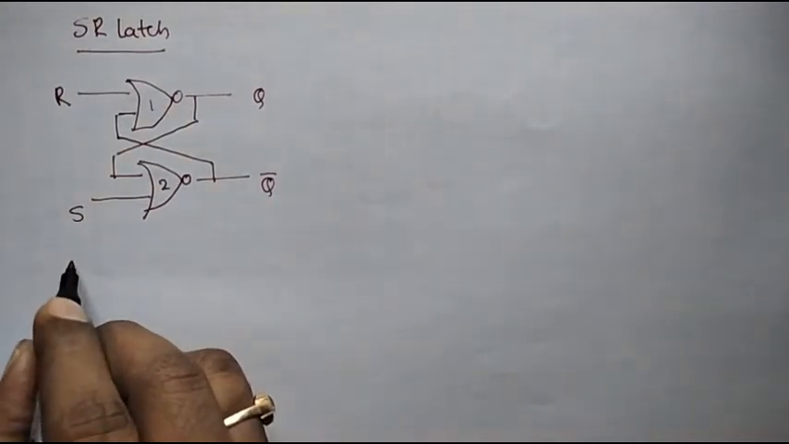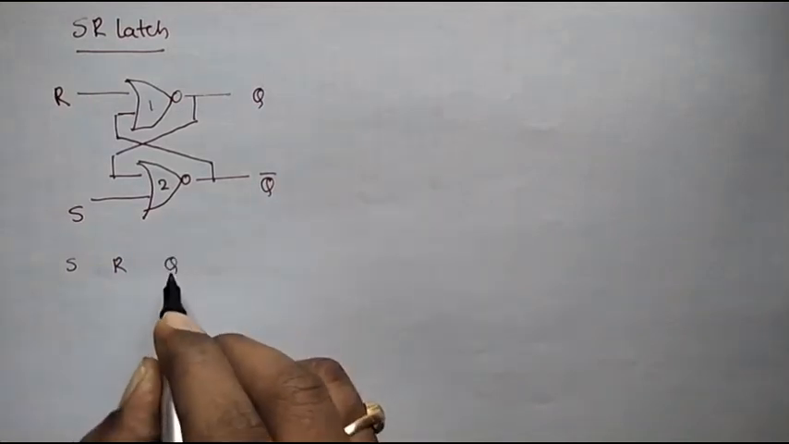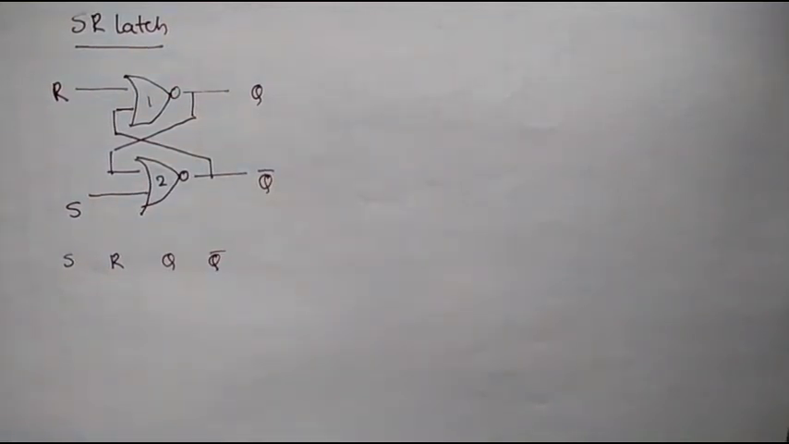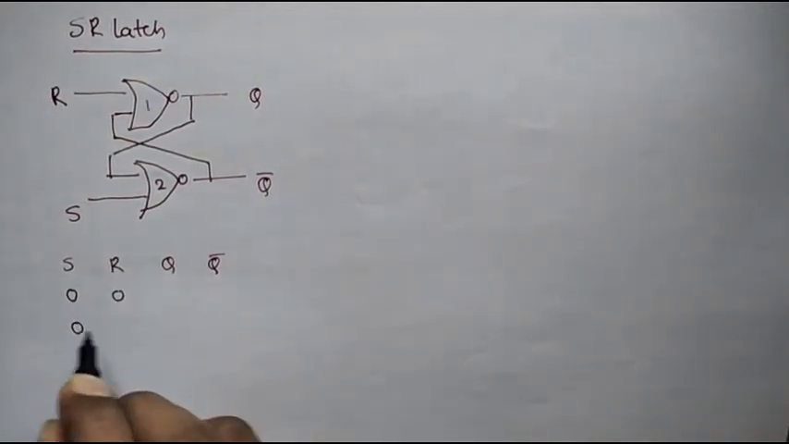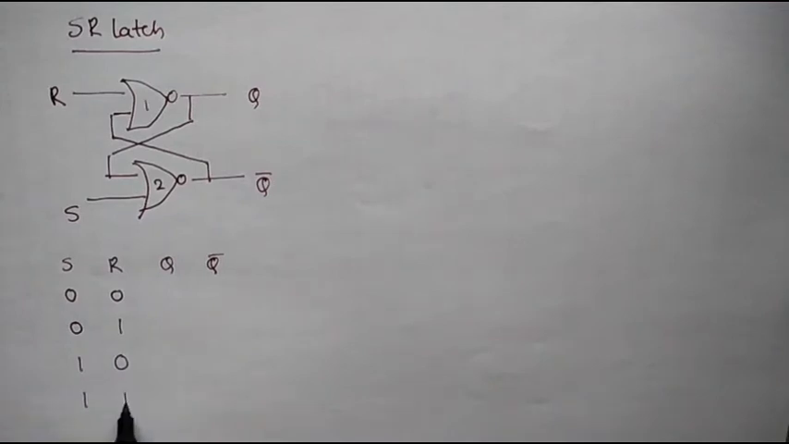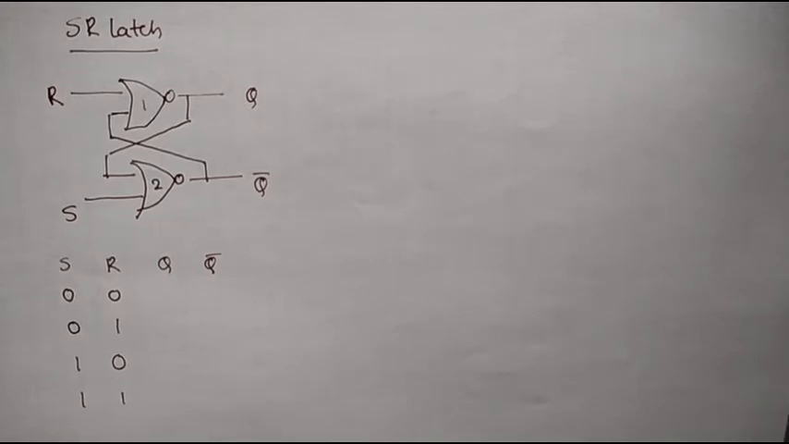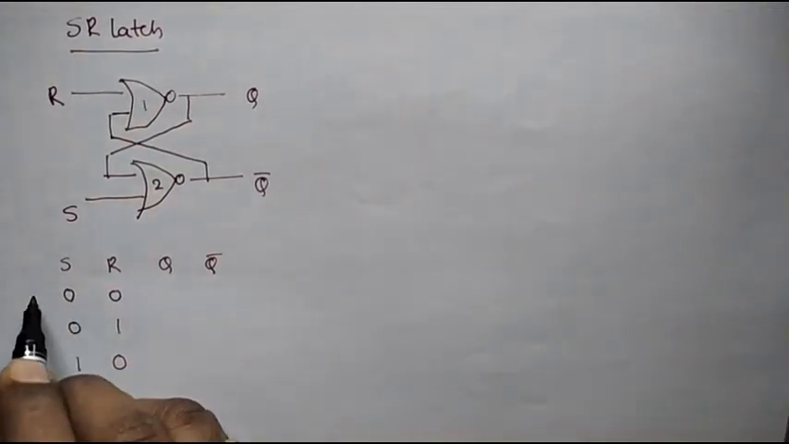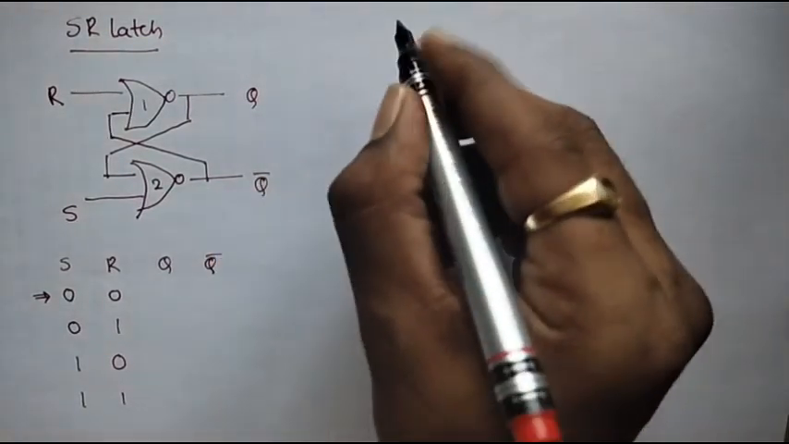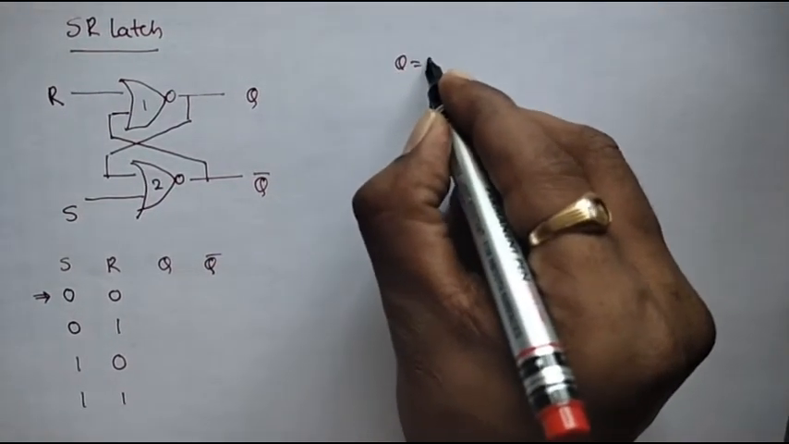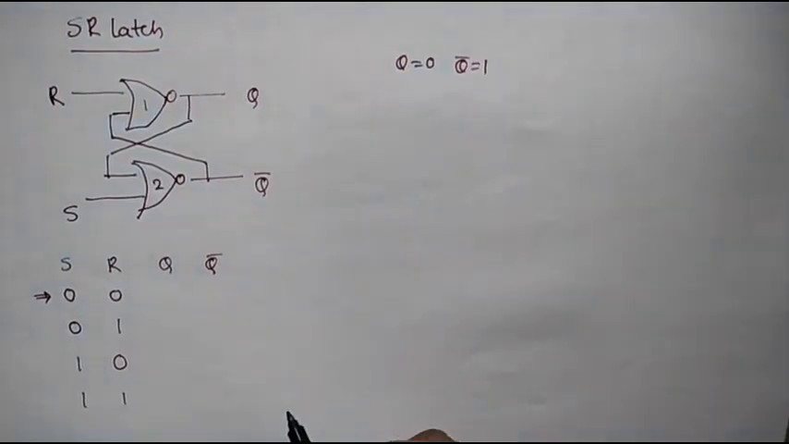As we know, there are two inputs S and R, and the outputs are Q and Q bar. The possible inputs are 0, 0, 0, 1, 1, 0 and 1, 1. Now let us assume that, considering the inputs as 0, 0, initially we will assume that Q is equal to 0 and Q bar is equal to 1.